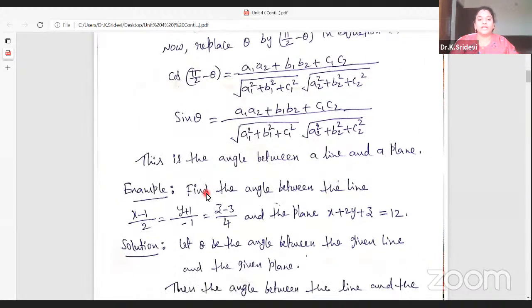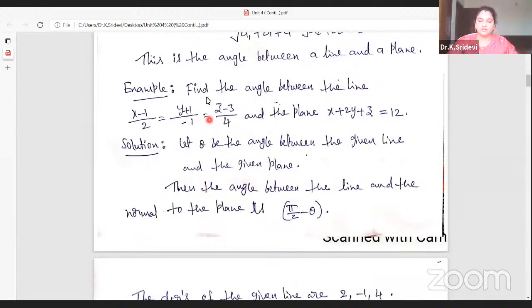Now we are going to take an example under this kind of problem. Find the angle between the line and the plane. So what is the given line? (x minus 1) by 2 is equal to (y plus 1) by minus 1 is equal to (z minus 3) by 4. And what is the given plane? x plus 2y plus z is equal to 12.